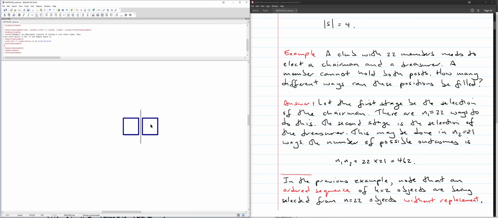So for the first stage, the number of ways of completing it is n1 equal to 22. The number of ways of completing your second stage is n2 equal to 21. By the multiplication principle, the number of possible outcomes would be n1 times n2, which is 22 times 21, which is 462.